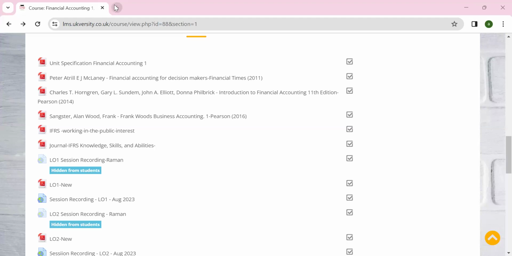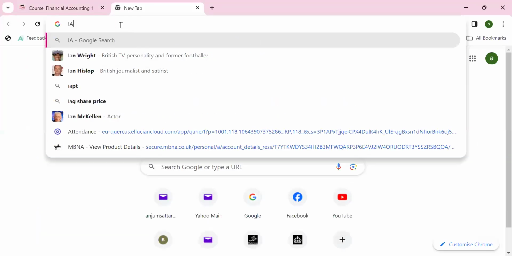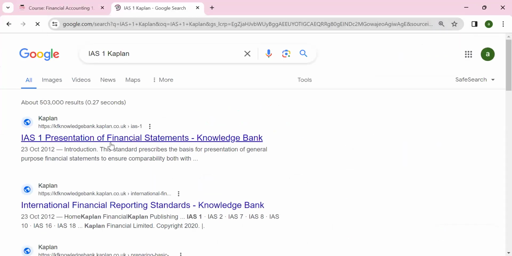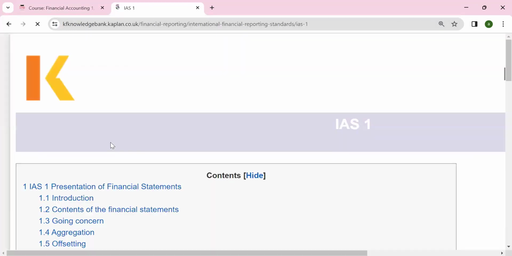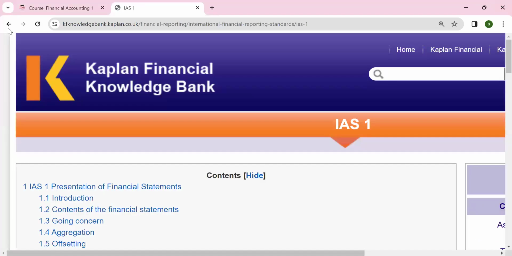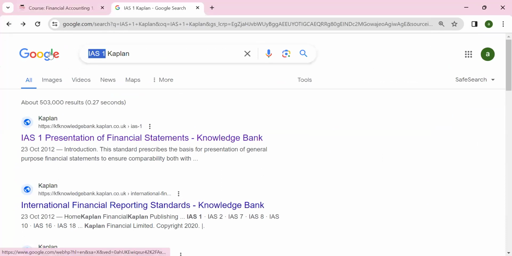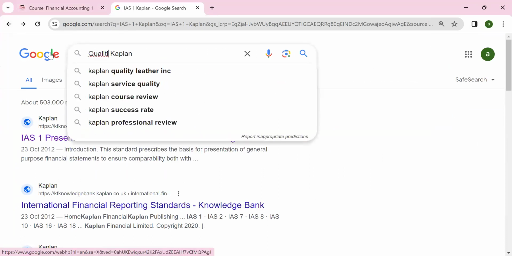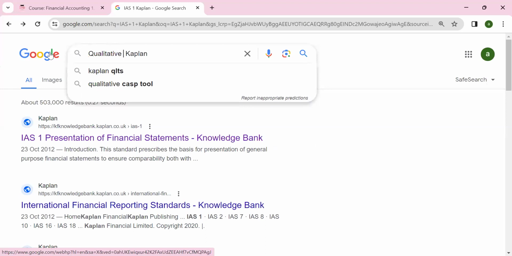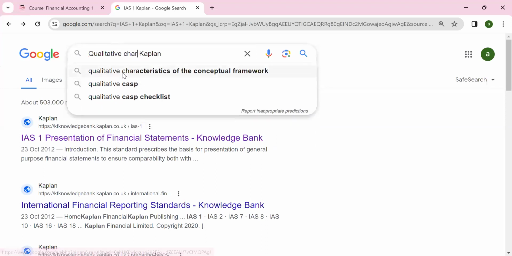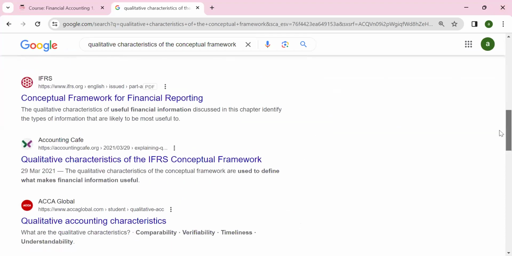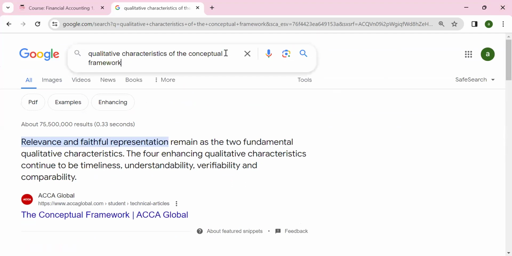But if you want other resources, like IAS 1, next to that, if you type the word Kaplan, Kaplan is a publisher, you can find the chapter of the book. Like the Kaplan resource bank, any topic, for example the statements or the qualities of financial statements. You can read further as well. We can look at the qualitative characteristics of financial statements or the conceptual framework in Kaplan, so you can find it all through Kaplan.